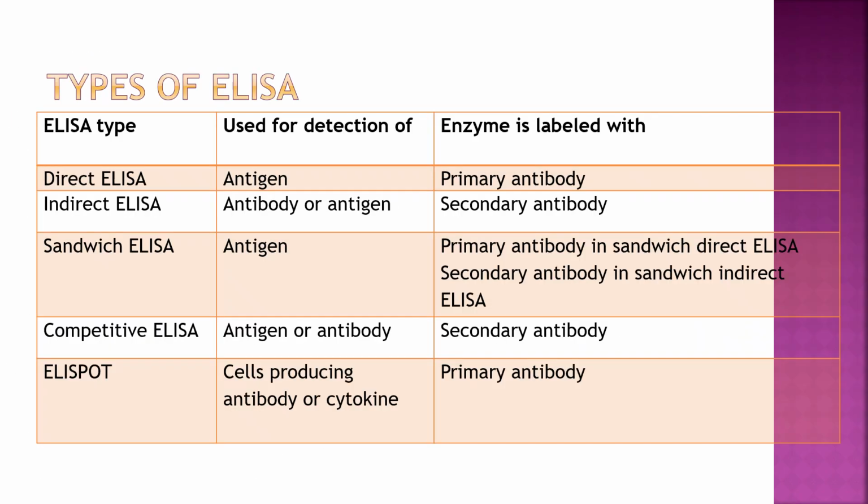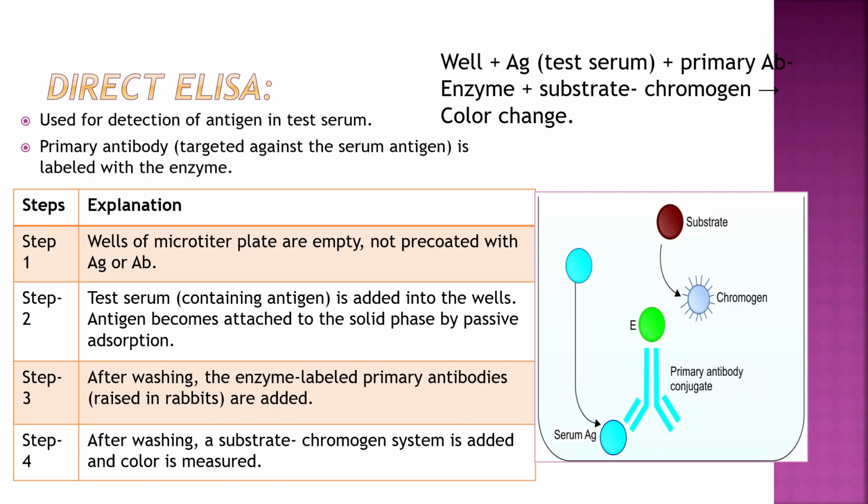Types of ELISA: direct, indirect, sandwich, competitive, and ELISpot. Direct ELISA is used for detection of antigen in test serum. The primary antibody targeted against serum antigen is labeled with the enzyme. Step 1: wells of the microtiter plate are empty, not pre-coated with the antigen or antibody. Step 2: test serum containing antigen is added into the wells. Antigen becomes attached to the solid phase by passive adsorption. Step 3: after washing, the enzyme labeled primary antibody raised in rabbits is added. Step 4: after washing, the substrate chromogen system is added and the color is measured.